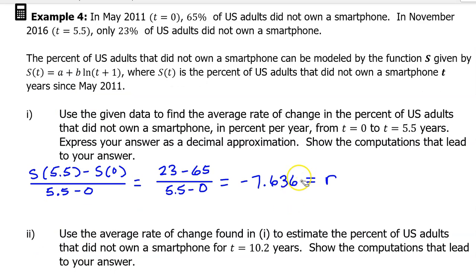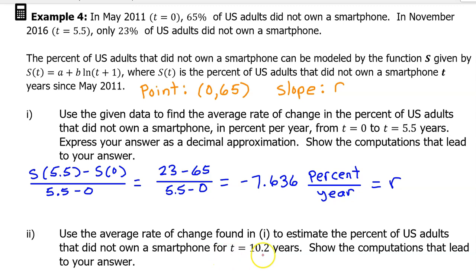Wait, I forgot the units. That's better, percent per year. Part 2. Use the average rate of change found in Part 1 to estimate the percent of US adults that did not own a smartphone for t equals 10.2 years. Show the computations that lead to your answer.